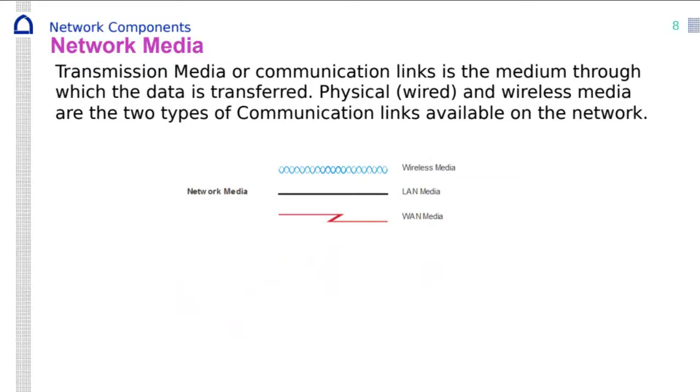Network media. It is a transmission media or communication links. It is the medium through which the data is transferred. Cable, your cable. There are two types of communication links. We have wireless and we have wired.